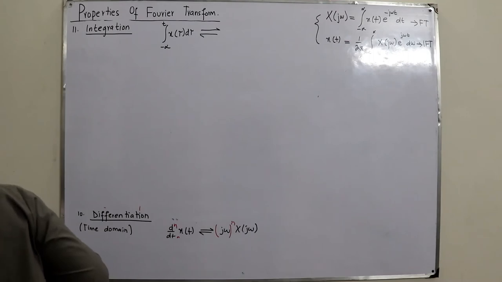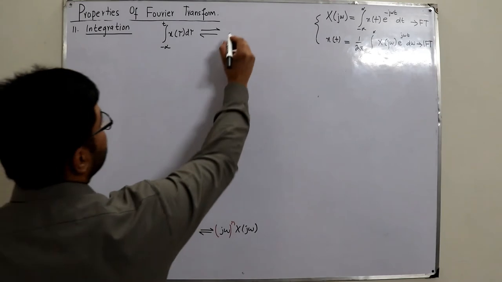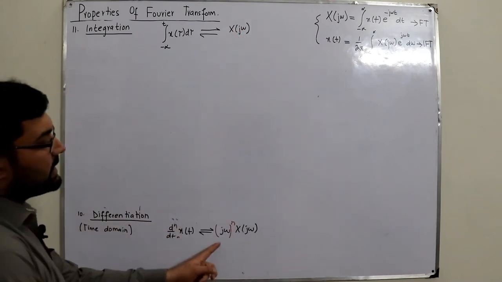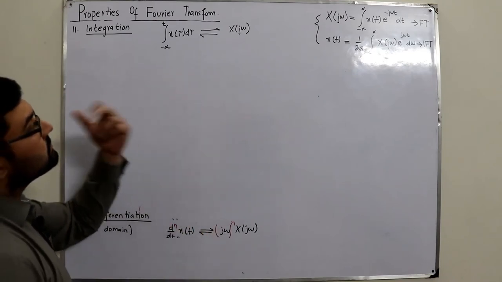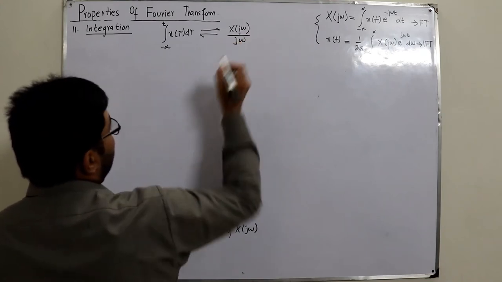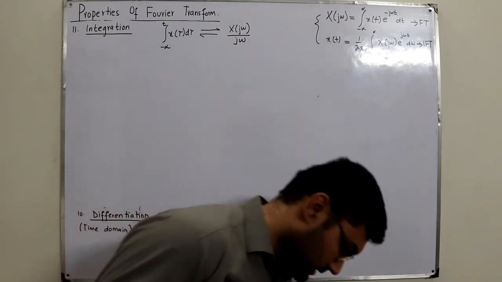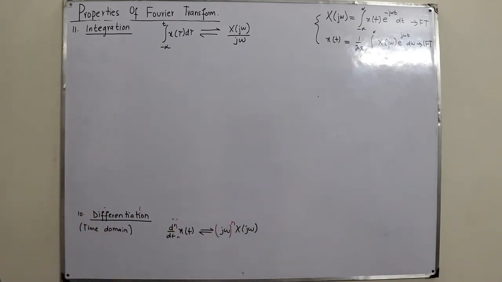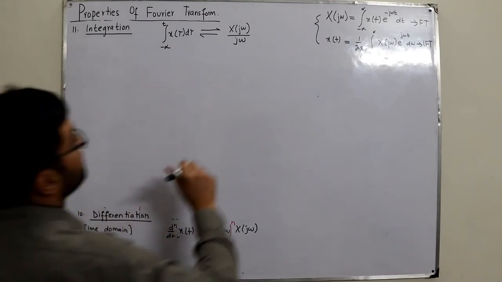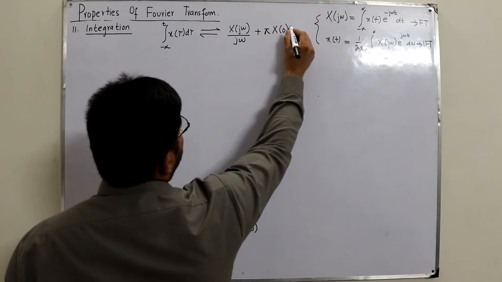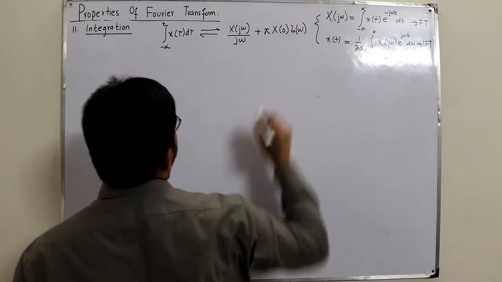The corresponding Fourier transform would be X of j omega over j omega. In the derivative, you had multiplied by j omega, so in the integration you would think only to divide by j omega. But this is not the case. We have another term over here, and what is that term? That is pi X of 0 delta of omega.